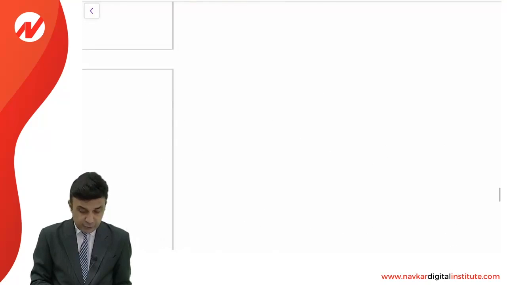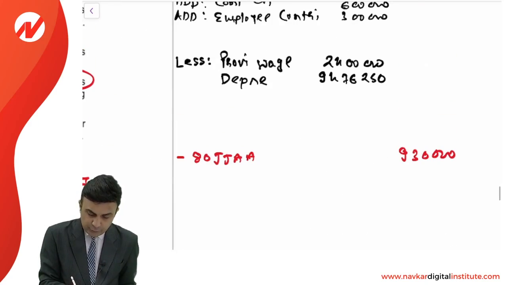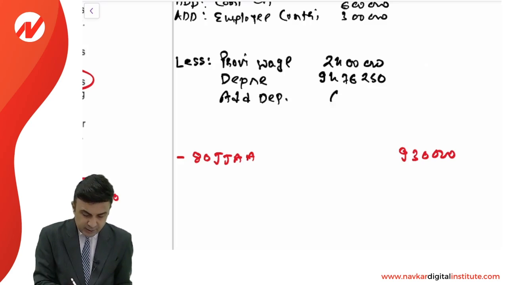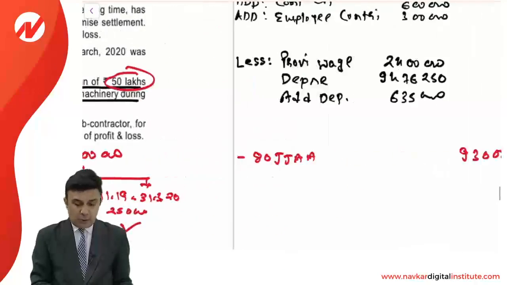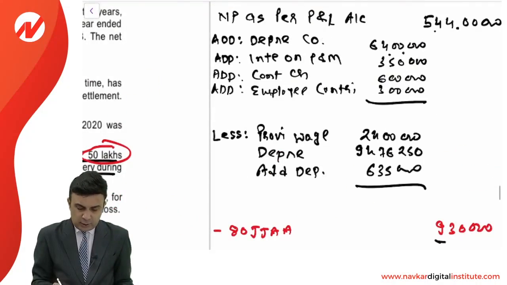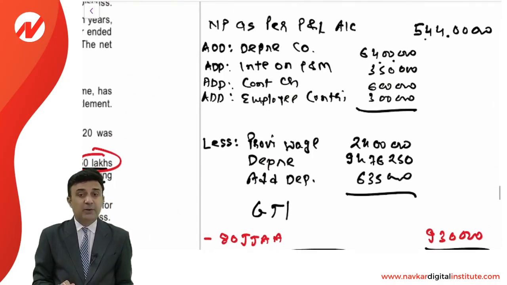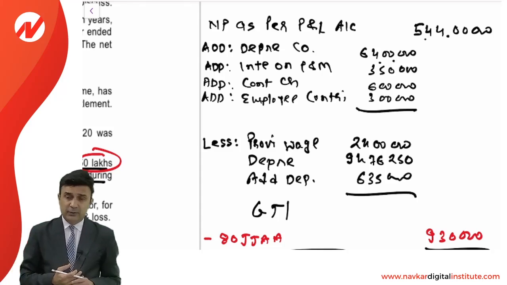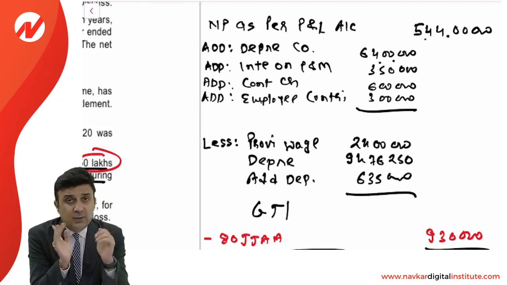94,76,250, which would be deducted, and my additional depreciation which needs to be deducted is 6,35,000. I think I am covering up all the informations. Make the total, find out GTI, find out NTI. Your tax payable will be at the rate of 25% plus applicable surcharge at the rate of 7% if I am not mistaken, and plus 4% cess is the fundamental.